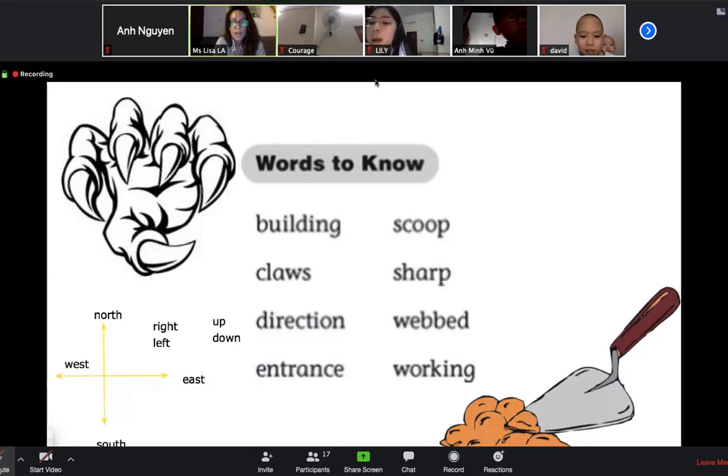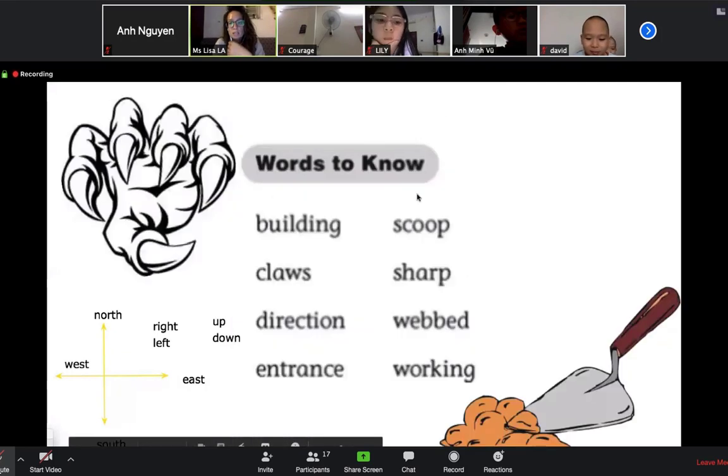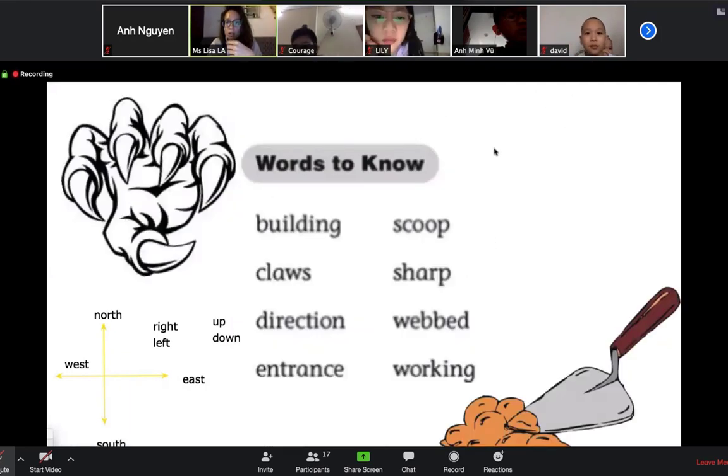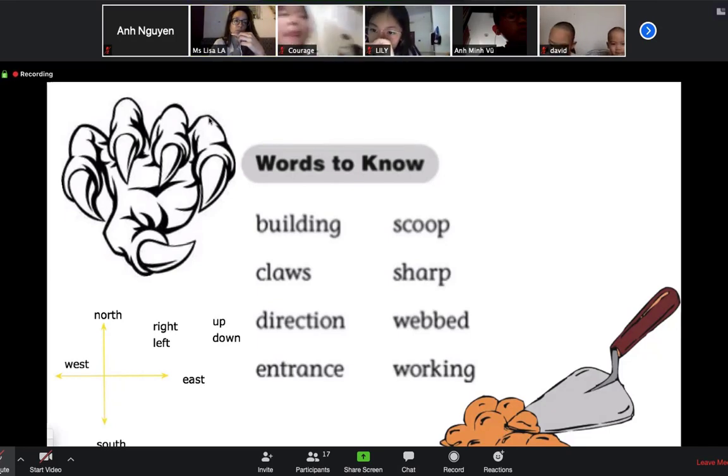The entrance. The entrance is a place that you go into or enter. So, Lisa, what is the entrance to your house? What do you use for the entrance to your house? Do you use a window as the entrance to your house? No. What do we use? A door. A door can be an entrance.